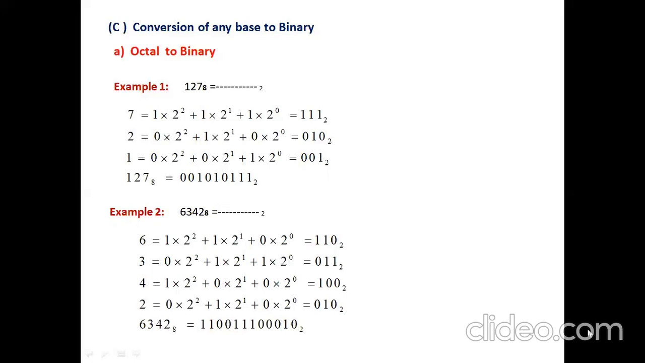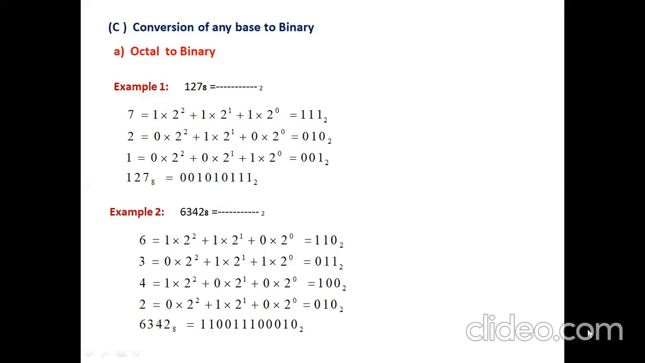Coming to 7, when we multiply 1 into 2 to the power of, because we need all, because 4 plus 2 plus 1 we had to add all and we had to put it as 111 base 2. That is how we had to convert the given octal number to binary.